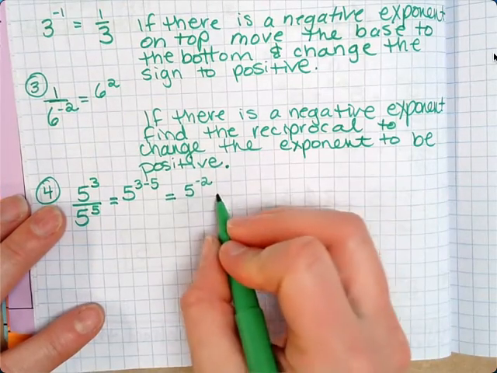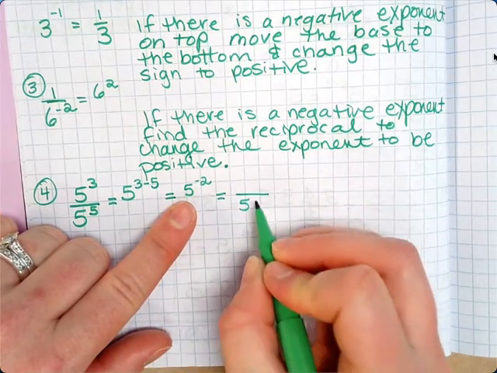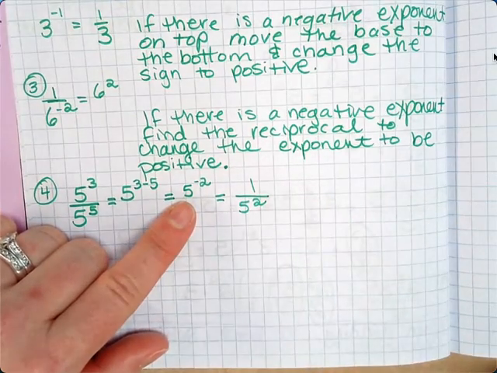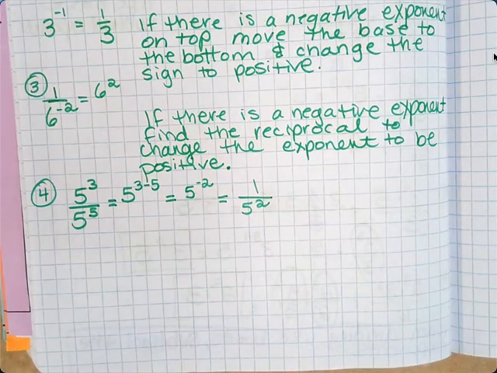And we simplify that, right? Because we have a negative exponent. So we take it to the bottom. Basically find our reciprocal, change the exponent to positive. 1 over 5 squared.